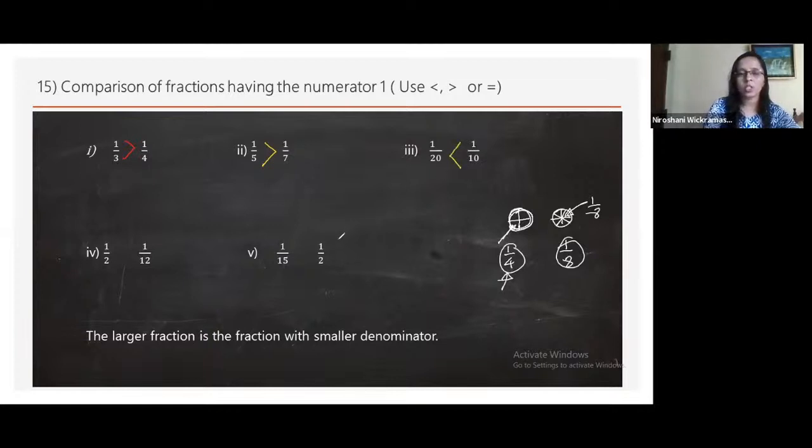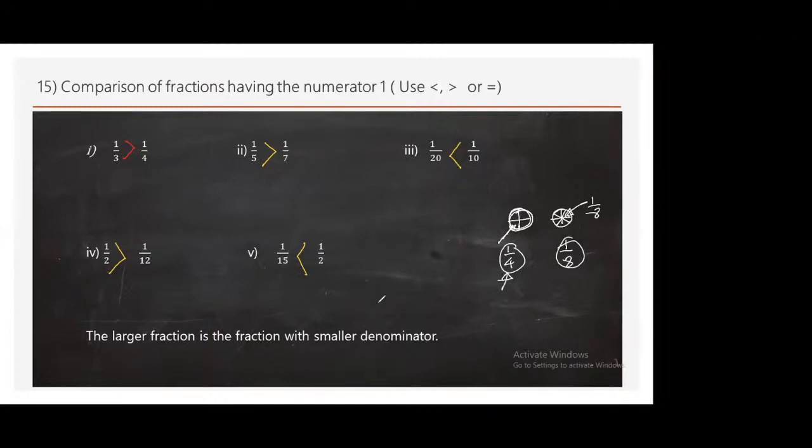So this is the largest one. And this is the largest one here because the denominator is smaller. The denominator is smaller in this one. So 1/2 is the larger fraction. Now, I think you can understand it. The larger fraction is the fraction with the smaller denominator, for fractions having the numerator 1.